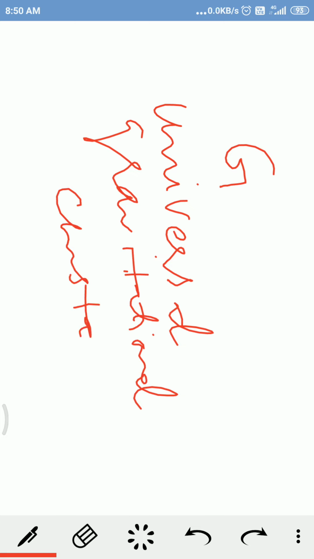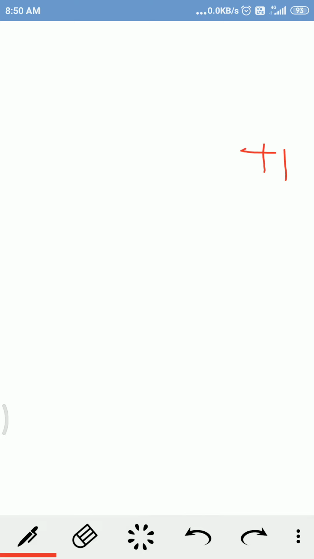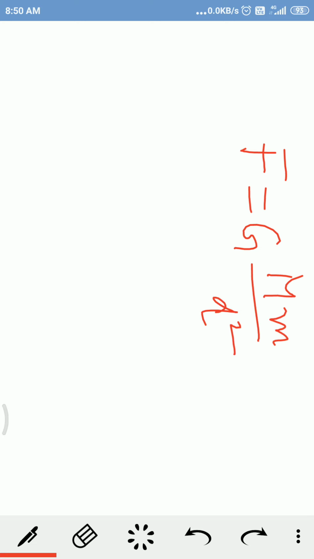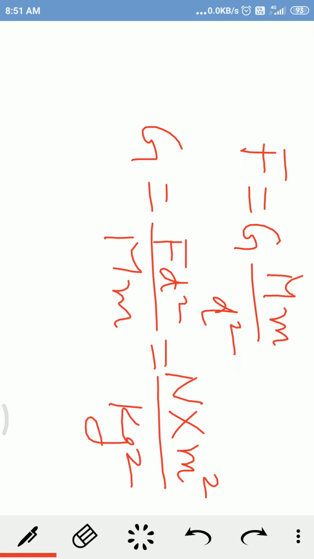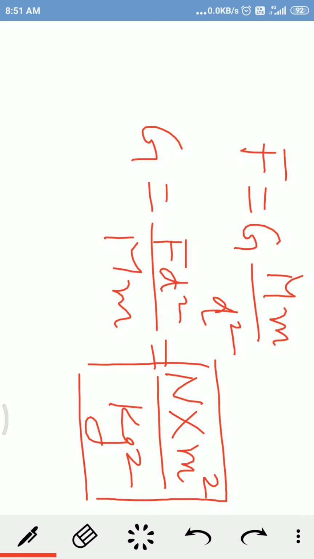Now, what will be the SI unit of G? So, to calculate the SI unit of G, we write the formula again, F equals G Mm upon d square. So, the value of G will be F d square upon M into m. Now, the SI unit of force is Newton and the SI unit of distance is meter, so it will be meter square, and the SI unit of mass is kilogram, so it will be kilogram square. So the SI unit of universal gravitational constant will be Newton meter square per kilogram square.